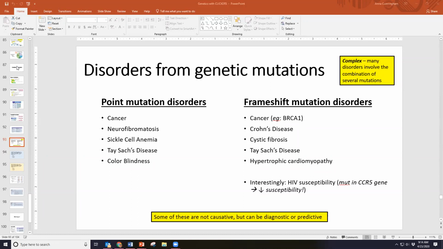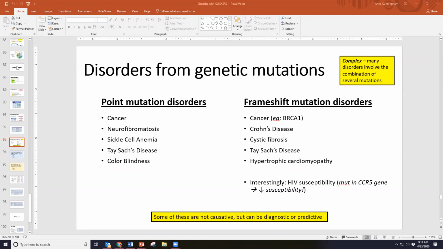Neurofibromatosis, sickle cell anemia. So sickle cell anemia, we talked about that already in our last unit when we talked about inheritance. When your red blood cells go from big and plump to sickle shaped, kind of like a half moon shape, that's actually a point mutation that causes them to have that shape. Tay-Sachs disease, as well as color blindness.